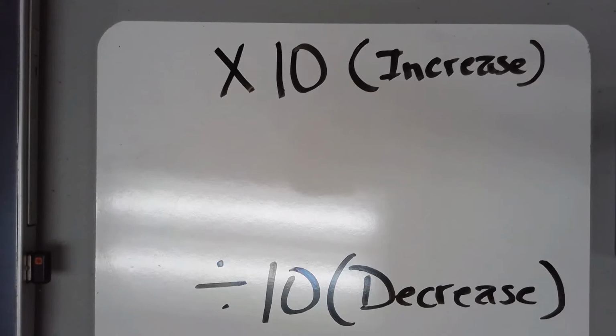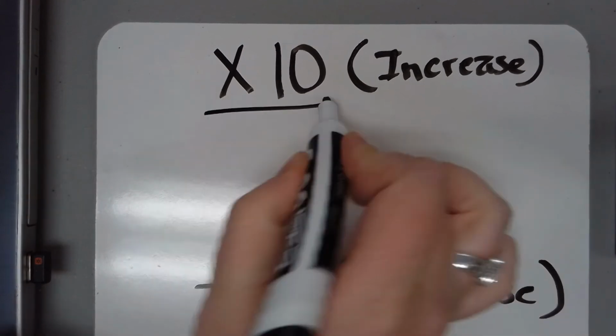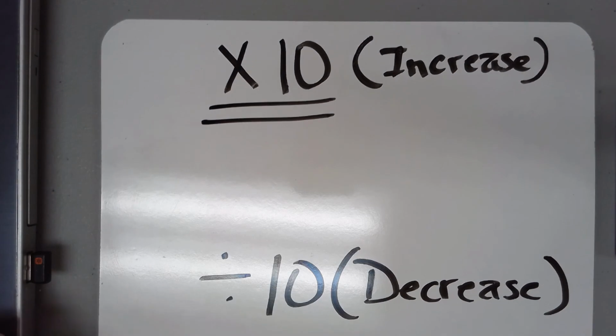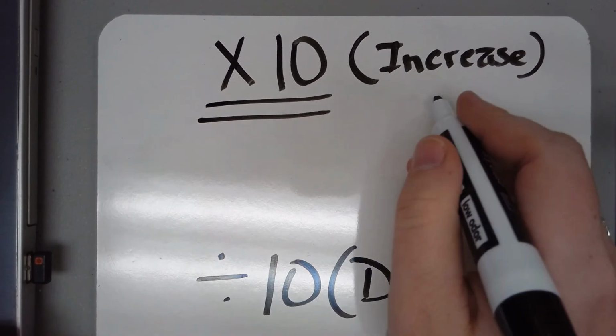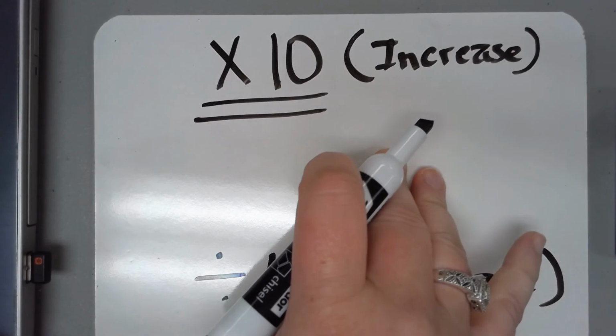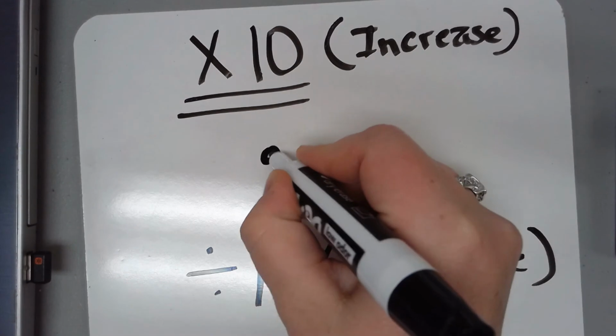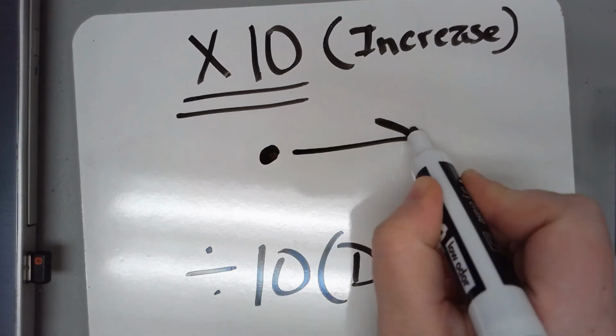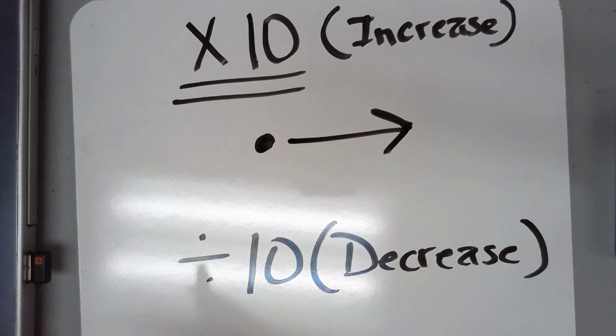Hey, so before we get into lesson 1.2, I want to talk about moving the decimal. We're not even going to talk about moving the numbers, we're going to move a decimal. Anytime we multiply by 10, we are increasing the number's value. So that means that this decimal is going to be moving over to the right. So if we're multiplying by 10, we're moving the decimal over to the right.